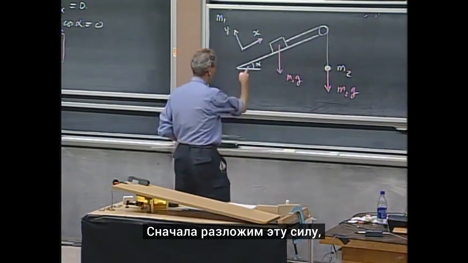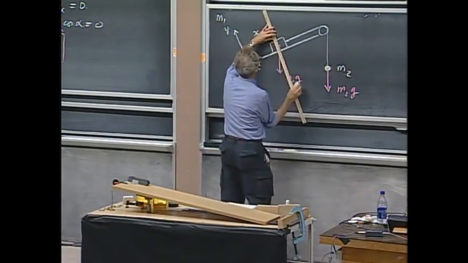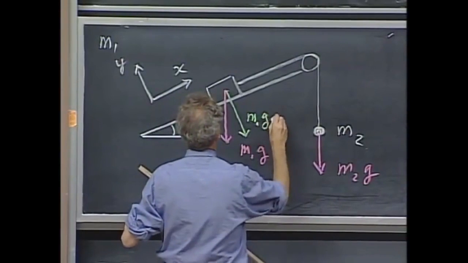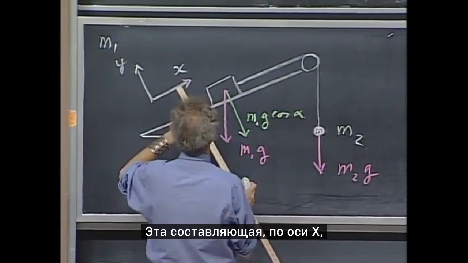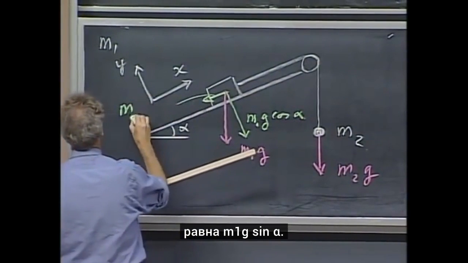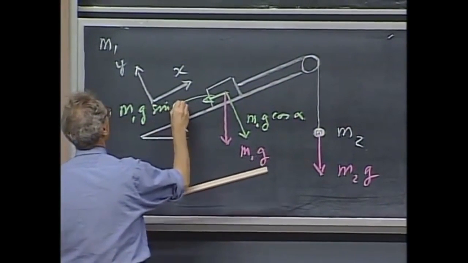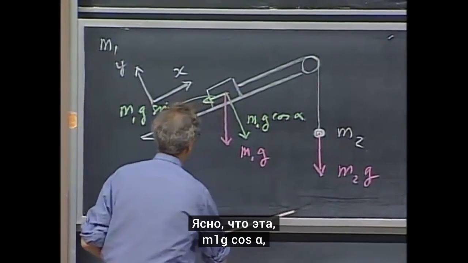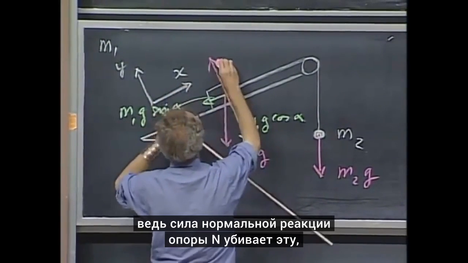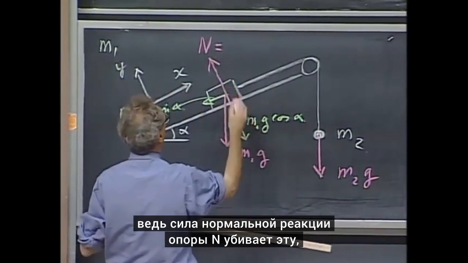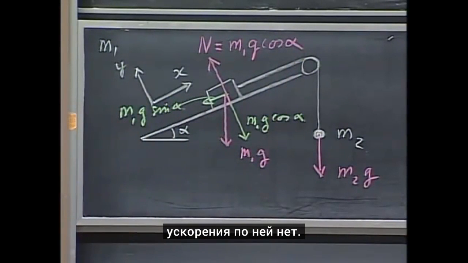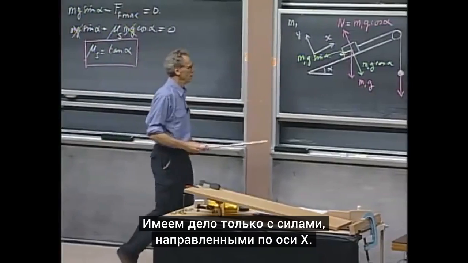Let's first decompose this force, as we did before, in the y direction. So this one equals m1g cosine alpha. And this one, the x component, which is in the minus x direction now, equals m1g sine alpha. Clearly, this one, m1g cosine alpha, we never have to worry about. There is no acceleration in the y direction. So this normal force n will kill this one, and this is m1g cosine alpha. So you never have to worry about the y direction. We know there's no acceleration. We only deal with forces in the x direction that are of interest.